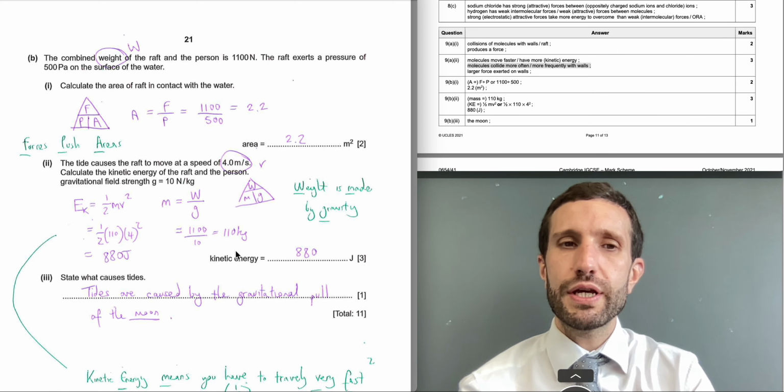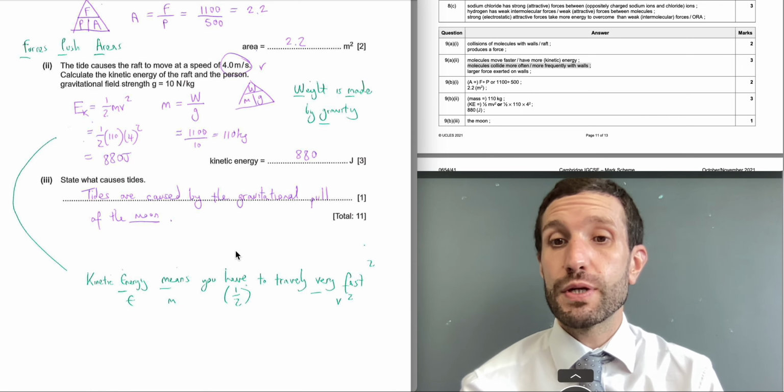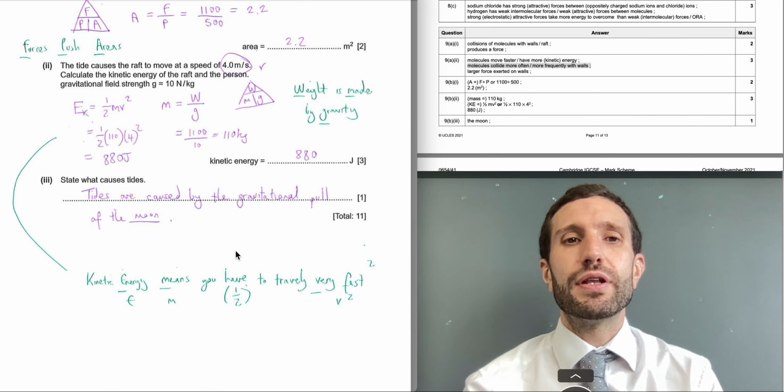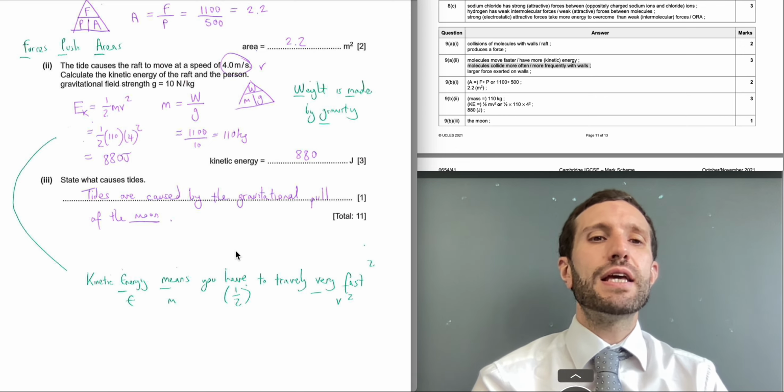Last one, and a little bit tricky, this one. The tide causes the raft to move at a certain speed, 4 meters per second in this case. We're asked to calculate the kinetic energy. Now, we know the kinetic energy equation, hopefully, that EK equals a half mv squared.